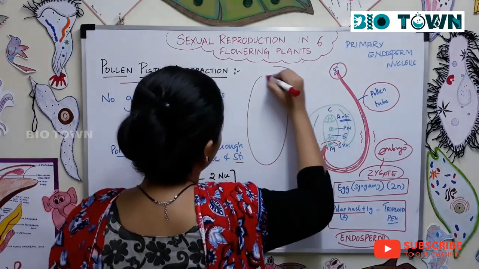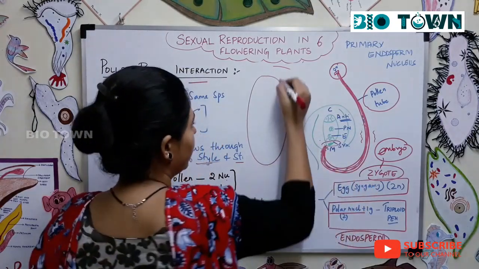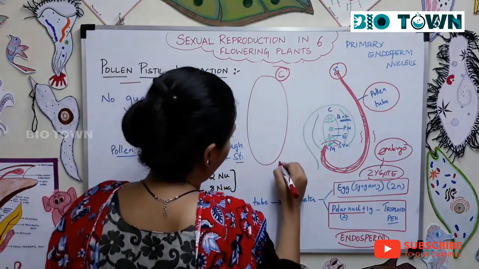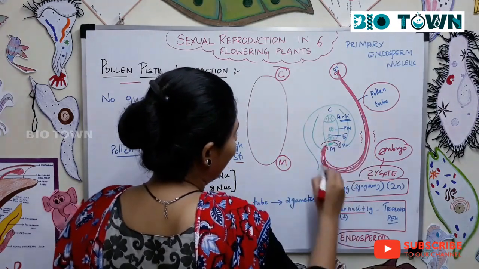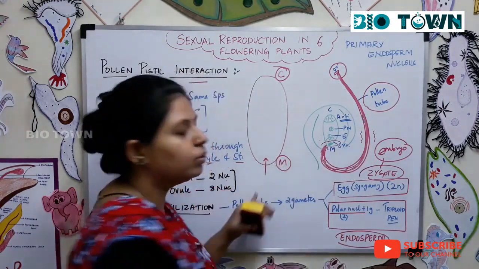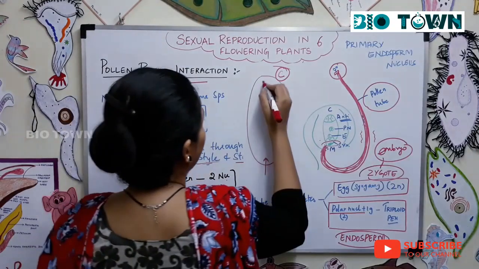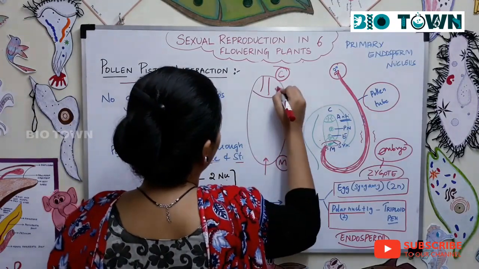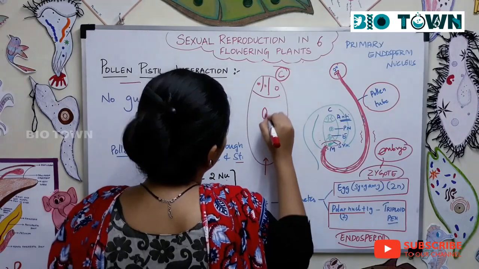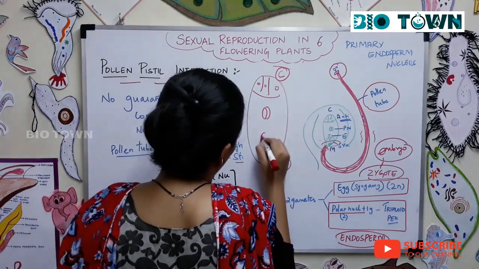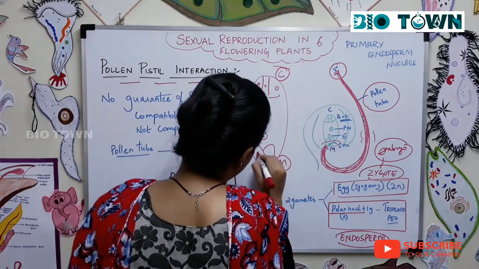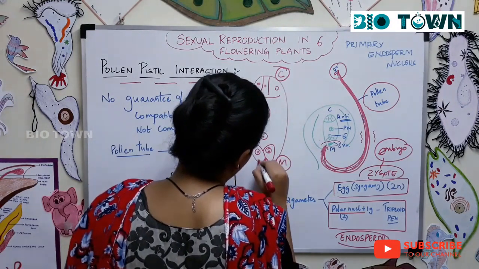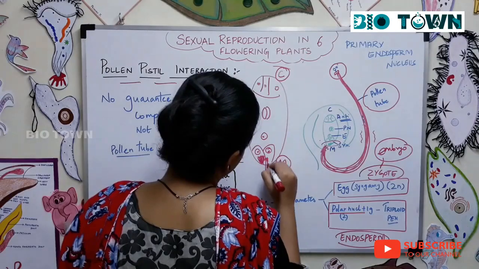Now you have the ovule. The ovule has two poles. One is the chalazal pole and the micropylar pole. The entry happens only through the micropylar pole. Now you have three antipodals, two polar nuclei, one egg, and two synergids with filiform apparatus.